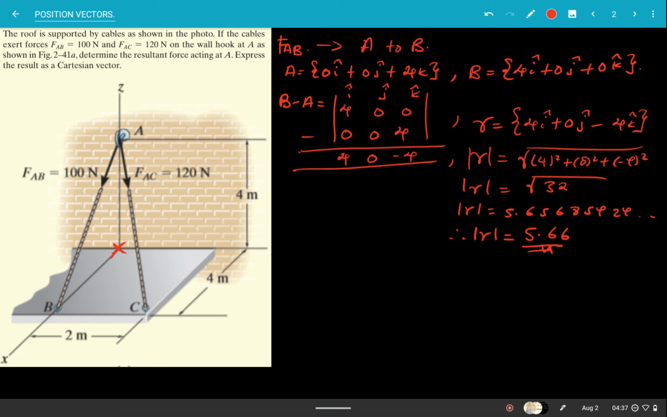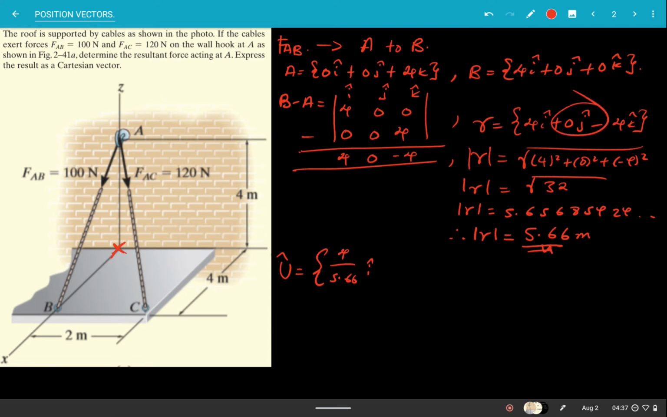The units according to the positions that we're having are meters, or even the length will be meters. Then after that we can determine the unit vector. So the unit vector is going to be equivalent to, remember, the position in the I divided by the magnitude. So the position in the I is basically 4 from here. So it's going to be 4 over 5.66 in the I.